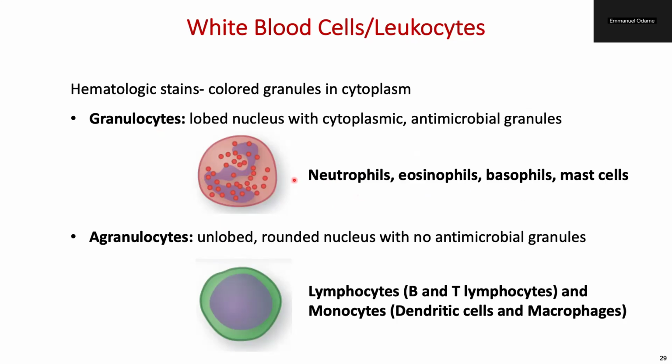Then we have another class of white blood cells, which are agranulocytes. These are unlobed. They have a rounded nucleus with no antimicrobial granules. And these are B lymphocytes or T lymphocytes, and we have monocytes, which consist of dendritic cells and macrophages. So now let's take each one after the other. First, we will talk about neutrophils.